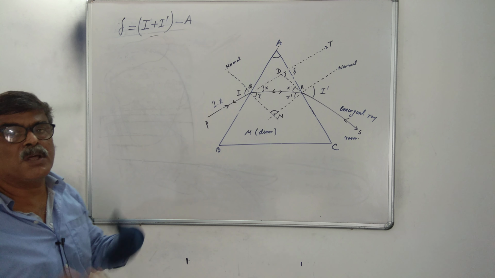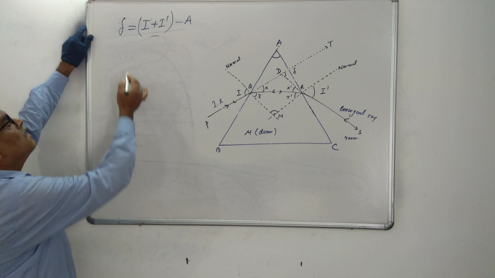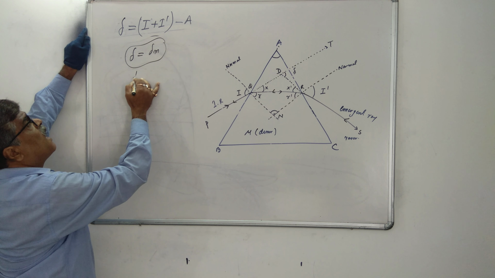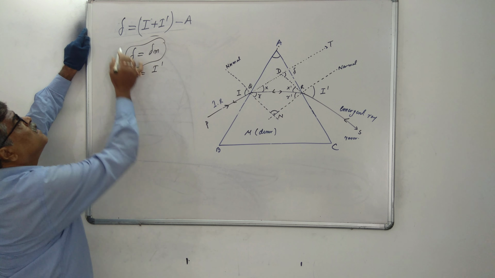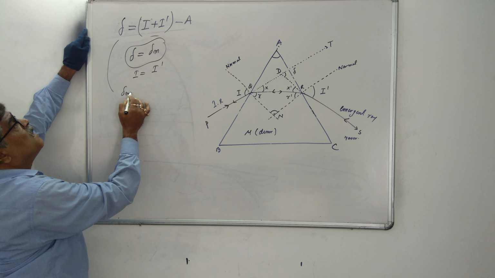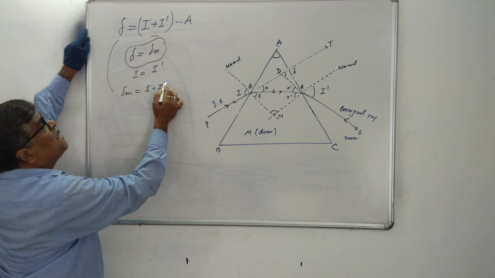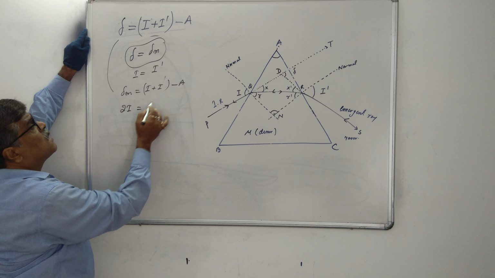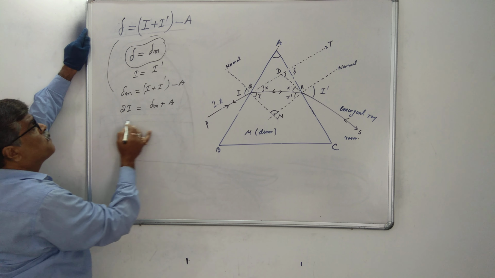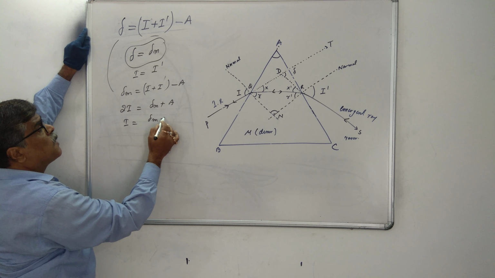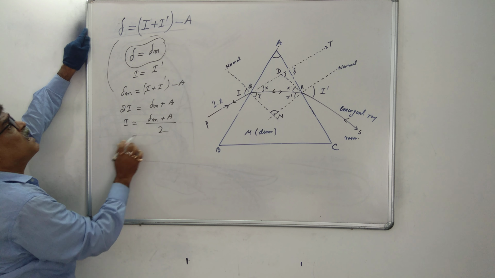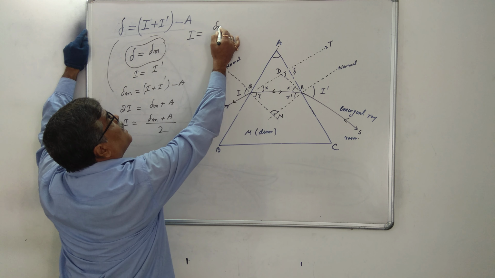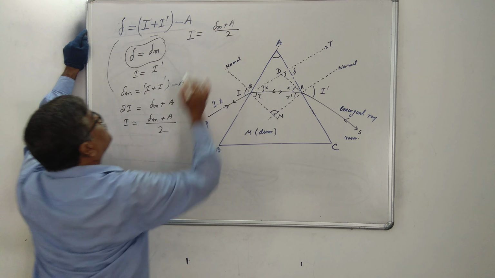Now another concept. We can find another, most important relation. If D is equal to delta M, then I is equal to I dash. So from this relation, delta M equals I plus I dash minus A, that is, twice I equals delta M plus A. Therefore, I equals delta M plus A by 2. We have found the angle of incidence: I is equal to (delta M plus A) by 2.